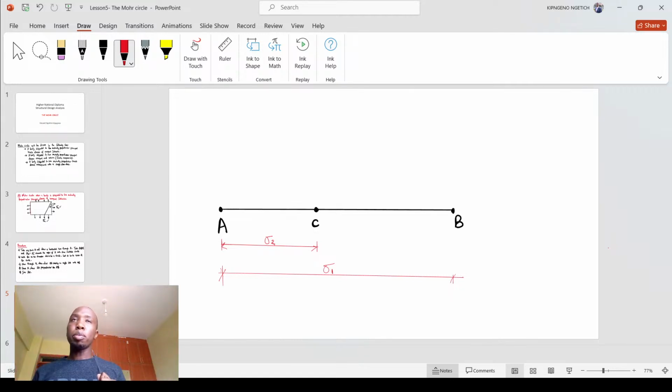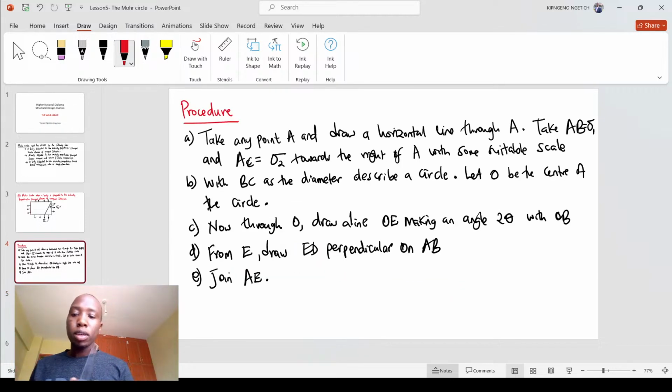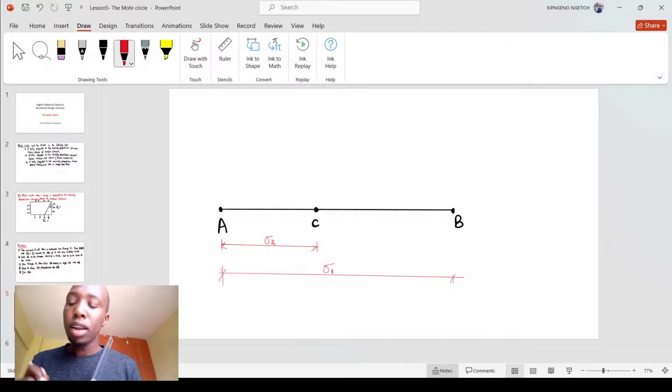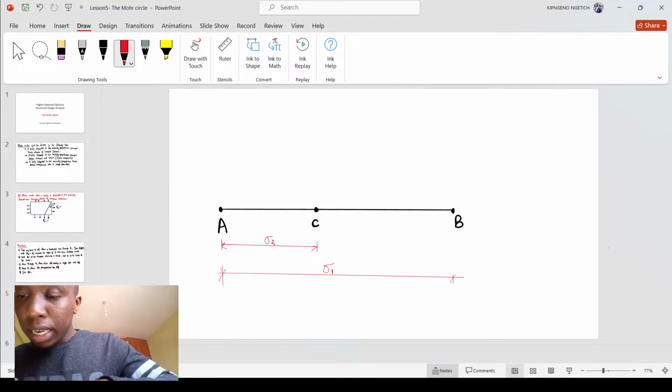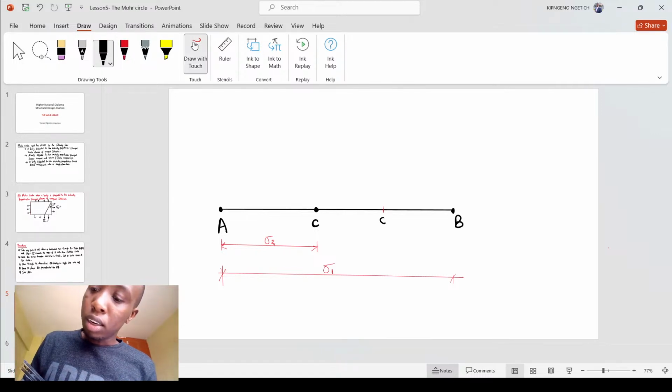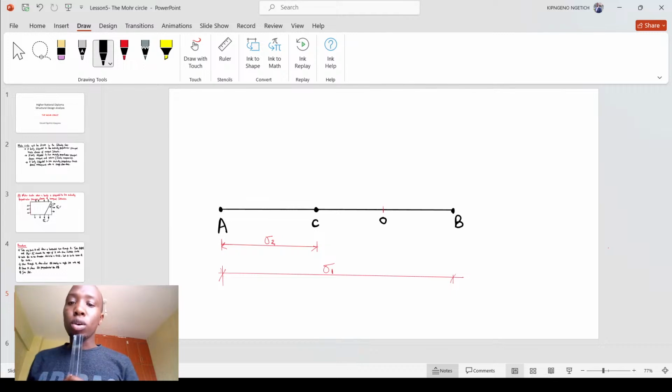That's the first step. The second step states that with BC as the diameter, describe a circle. Let O be the center of the circle, with BC as your diameter. So BC is the diameter. I want now to describe the circle, meaning if BC is my diameter, then clearly somewhere here will be the center of that circle. Let me call that center O.